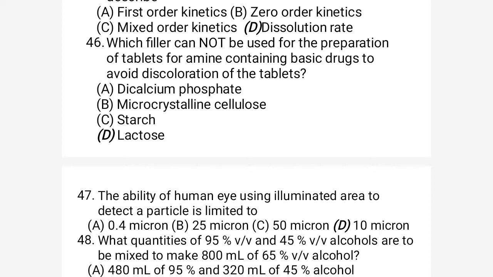Second option is microcrystalline cellulose. Third is starch, and D is lactose. Option D would be the correct answer. You might have understood that it is lactose. Lactose is a milk sugar.